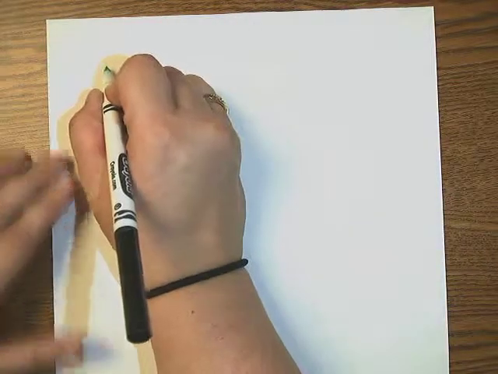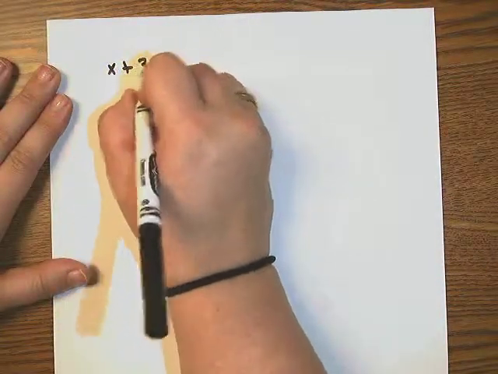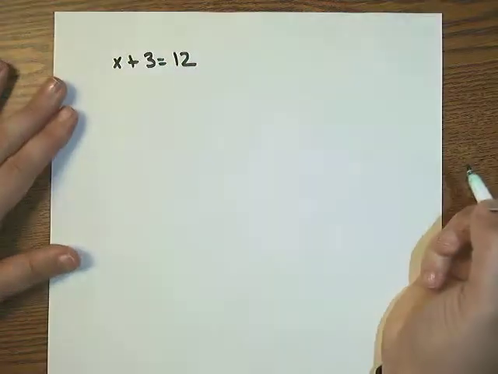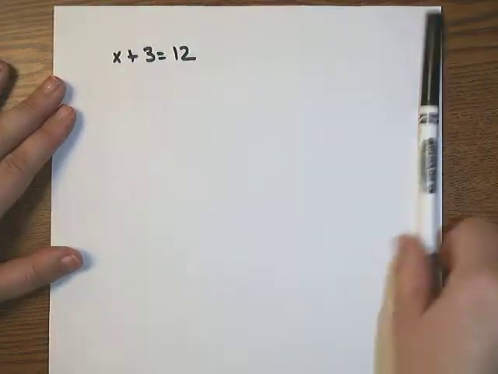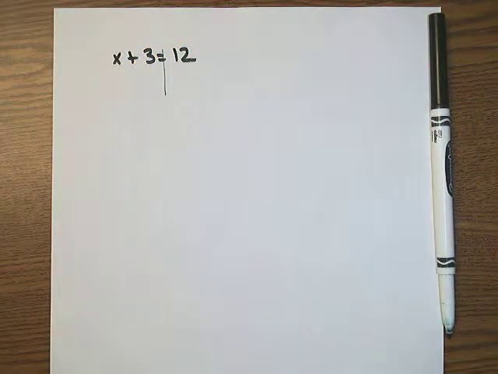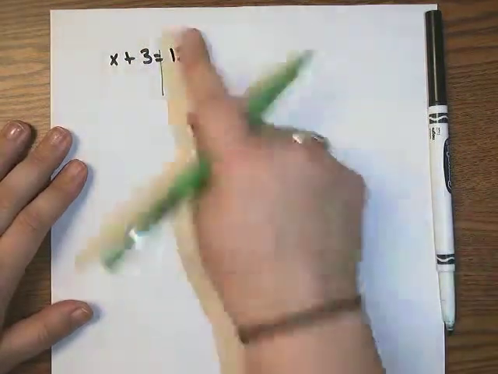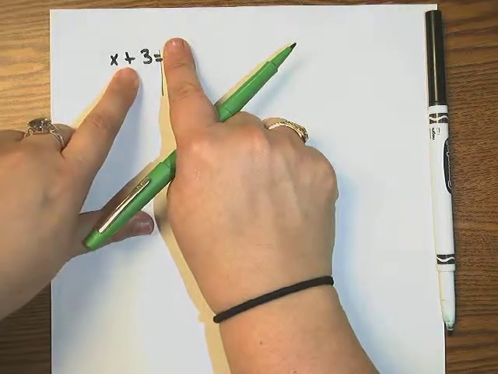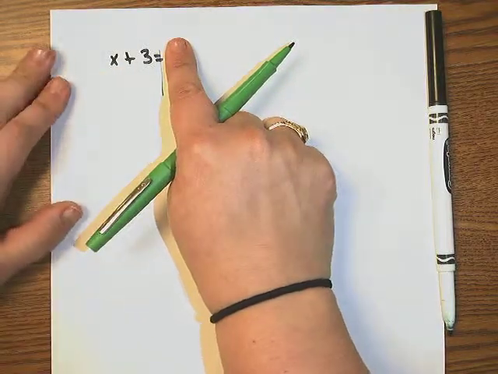Okay, so when you have a one-step equation, your first step is you want to do what? Draw the line. Okay, now what kind of problem do I have with my variable? It is being added to what? X is being added to 3.